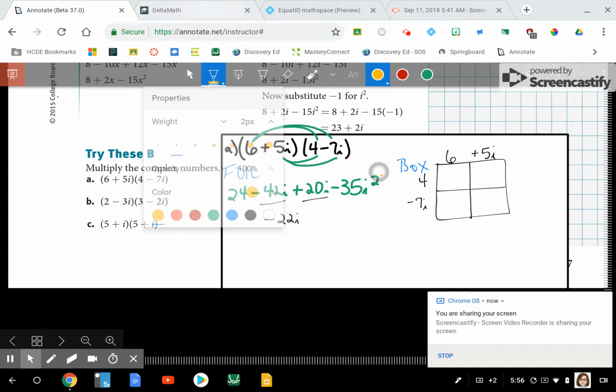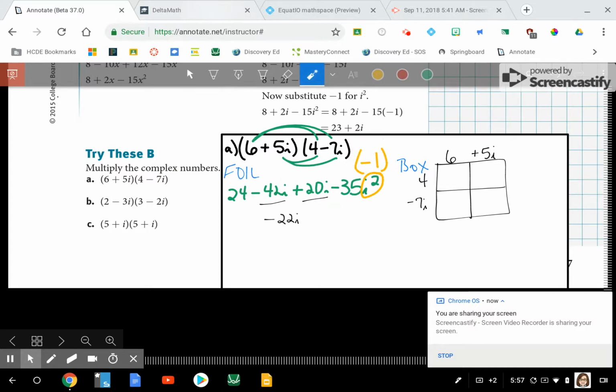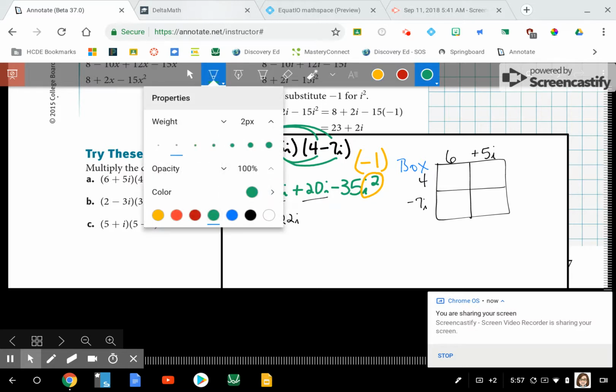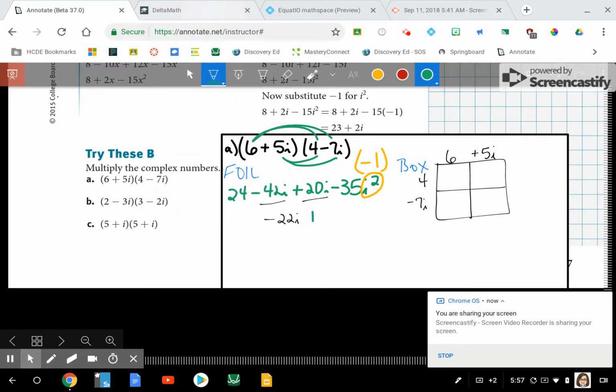Remember, we have this i squared. That means there's a negative 1 right here. So I'm going to just put a negative 1 to help us remember that. So that means we're doing negative 35 times a negative 1. Negative times a negative is a positive. So really what we have there is actually a positive 35. So I'm going to put plus 35, and then that 24 is still in front.